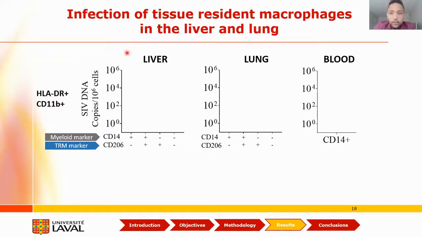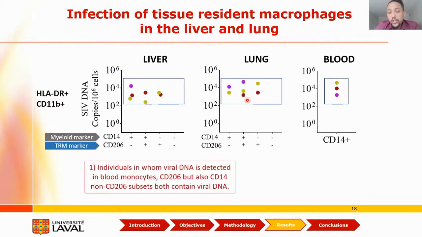Now, to assess the contribution of tissue-resident macrophages during HIV infection, we performed cell sorting by flow cytometry based on the CD206 marker, specific for tissue-resident macrophages, and CD14, a circulating myeloid marker. Our results showed that in individuals in whom viral DNA is detected in blood monocytes, CD206 but also CD14 non-CD206 subsets both contain viral DNA in the liver and the lung.